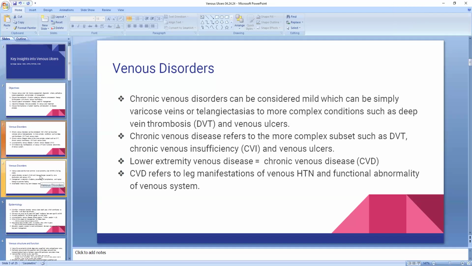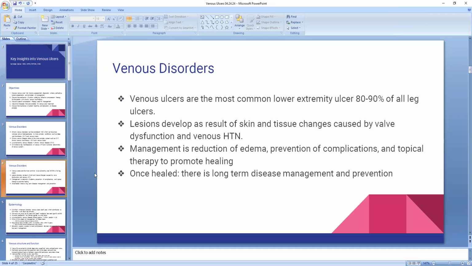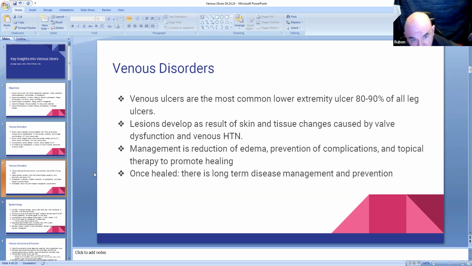Okay, all right. So yes, the venous disorders. The venous ulcers are the most common lower extremity ulcer. They make up 80 to 90% of all leg ulcers. And these lesions develop as a result of the skin and tissue changes caused by the valves. They get real leaky and cause venous hypertension. And the management is to reduce this swelling and prevent the skin from stretching and developing the ulcers.